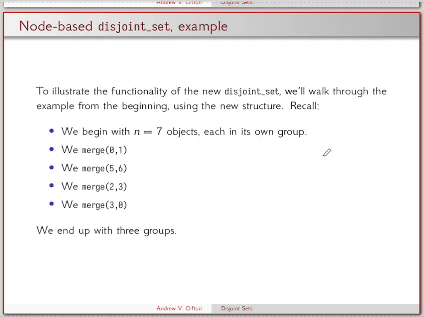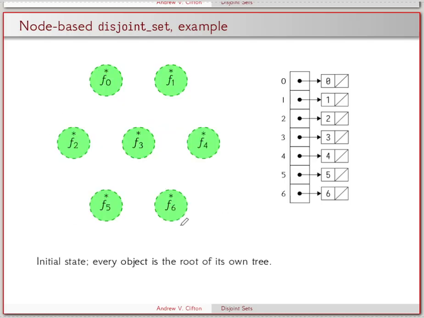Once again, I'm going to go through the example from the beginning and show what this will look like in this new structure that we're building. Just to remember, we started with 7 objects. We begin with each object in its own group. We merged 0 and 1. We merged 5 and 6. We merged 2 and 3. And then we merged 3 and 0. The 3, 0, 1 was the interesting one because that took the group from here and merged it with the group from there. And we ended up with 3 groups.